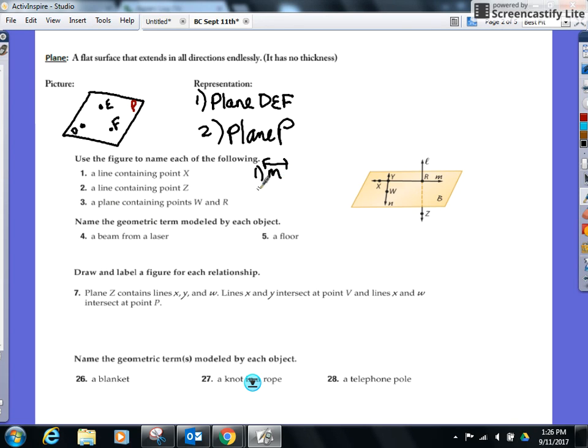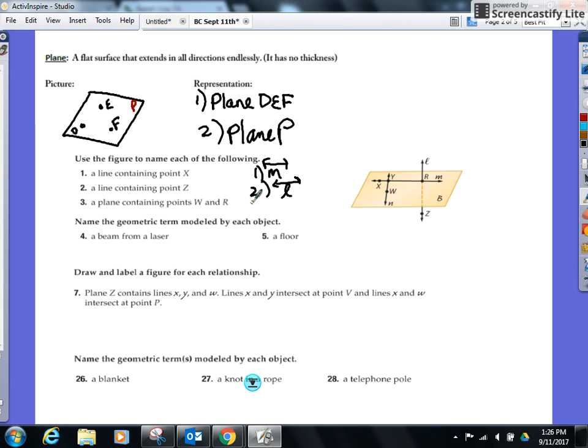Okay? Number 2, line containing point Z. Give me a name of a line that contains point Z. What do we got, Maeve? Line L. I like it. You guys like the single letters, huh? I could call it line RZ or ZR, either one.